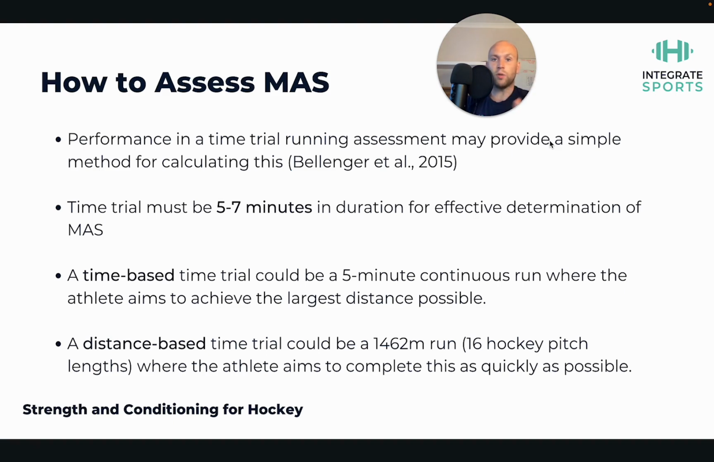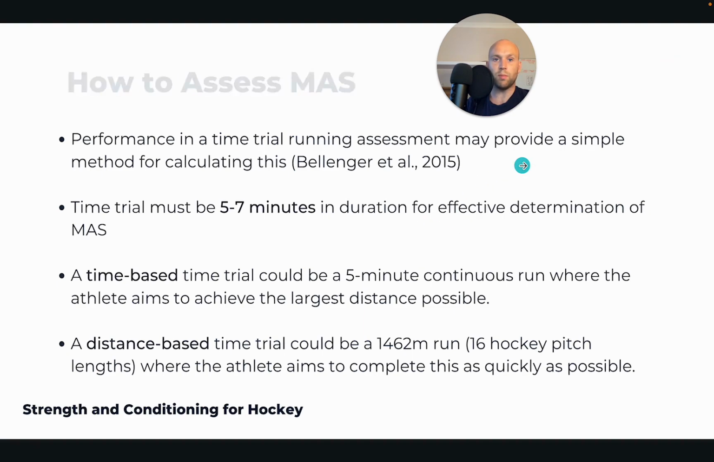So those are 2 options. The simplest one, though, is just obviously if you just know you've got to run 16 pitch lengths, just run it as fast as you can. It's psychologically a little bit more manageable than 5 minutes, where no matter how hard you run, the time never speeds up. Whereas at least with the distance, you can actually influence the outcome and make it shorter, but the harder you work.